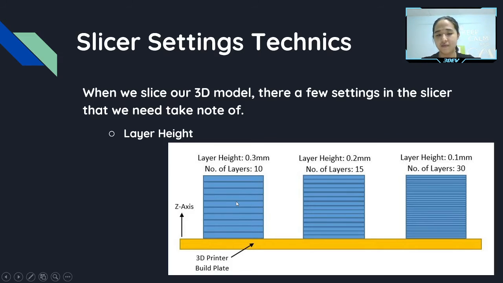For example, the first image is 0.3, and you have 10 layers. The next one is 0.2 layer height, and you have 15 layers. And the last one is 0.1, and you have 30 layers. So the higher the layer height, the faster your print, but the lower the quality. And vice versa, the smaller the layer height, the slower your print, but the higher the quality.